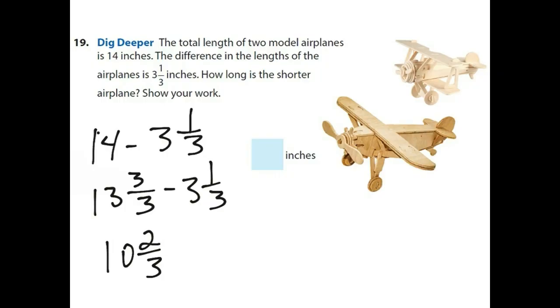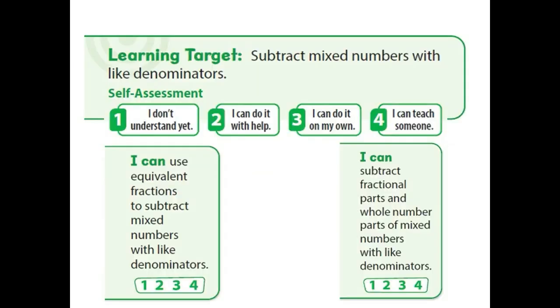Well, I need to divide this in 2. So half of 10 is 5. And half of 2 is 1. So the shorter one is 5 1/3 inches. Did you get that? Did you subtract the right things? Hopefully you did.